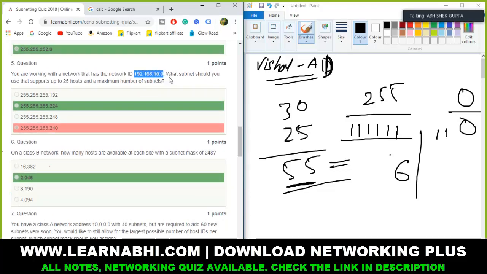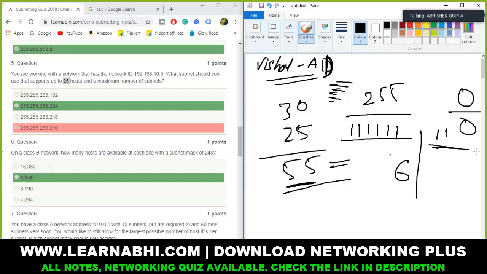See, I have asked you question 2-3 times to find the subnet mask. That was why you might have got confused to find only the subnet mask. But what I have told you, first check the priority. What is our main priority? It is telling what subnet mask should you use that supports up to 25 hosts and maximum number of subnets. Means there can be maximum number of networks, but make sure on each network we have at least 25 hosts. Correct? So all the time we are finding network bits, this time you have to find the host bits.